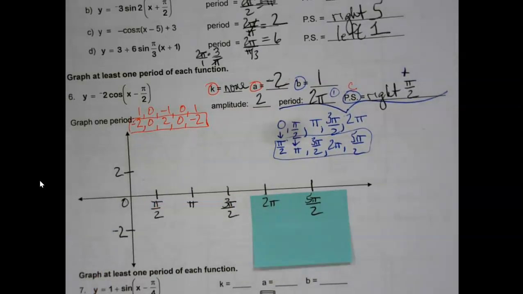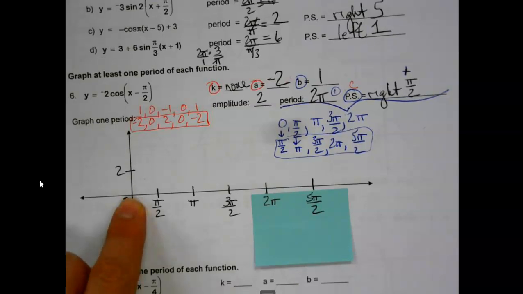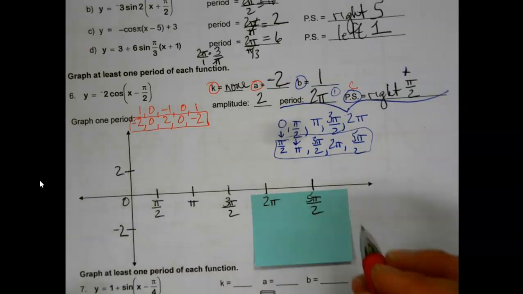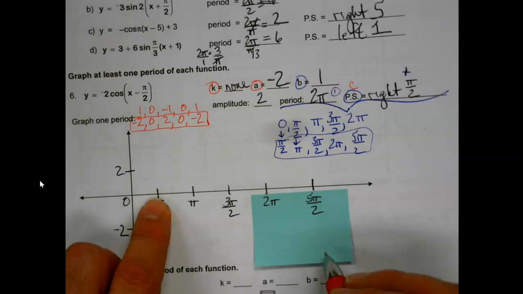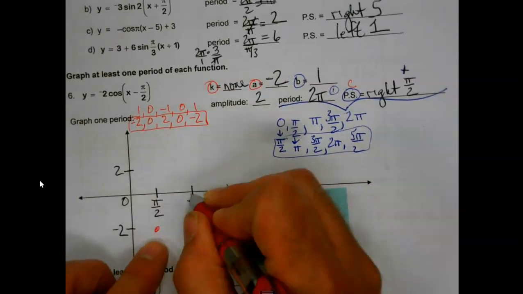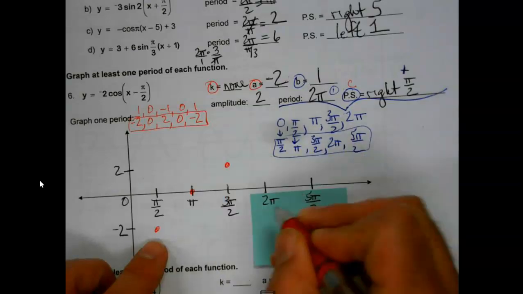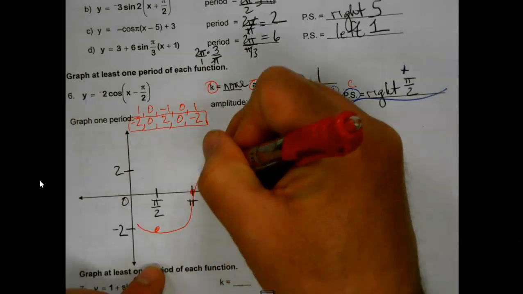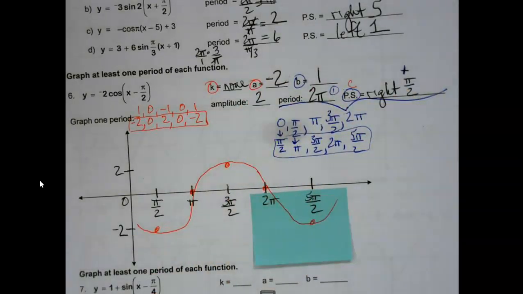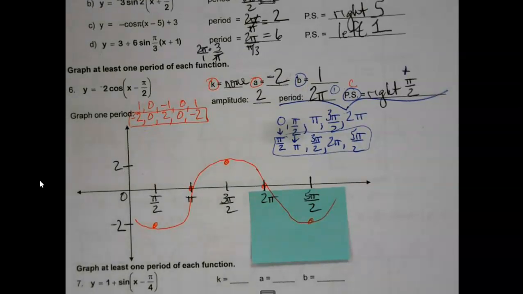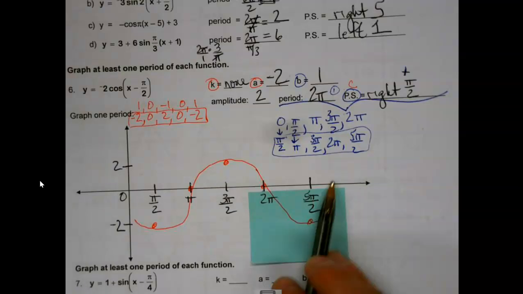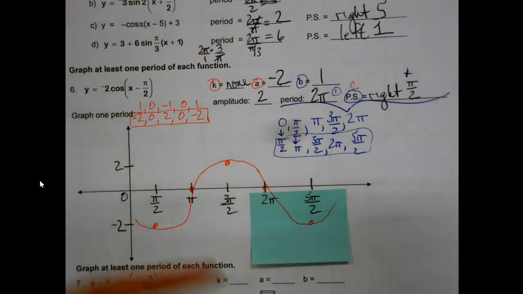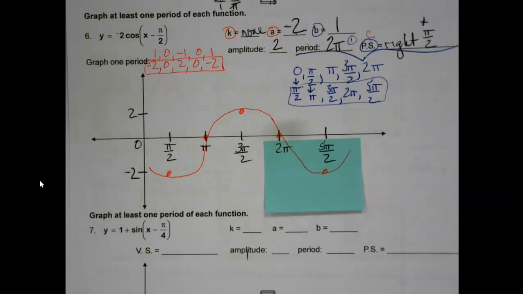But be careful. Don't start at 0. That's not where you're starting. Your center line is the axis. I mean, you could put that in, but you don't need to. You're starting at pi over 2, then to pi, then to 3 pi over 2, then to 2 pi, then to 5 pi over 2. And if I wanted to keep going, I could do 6 pi over 2, which is 3 pi, 7 pi over 2, and keep going and going. It doesn't make any difference.